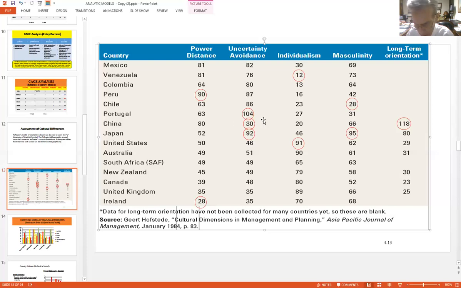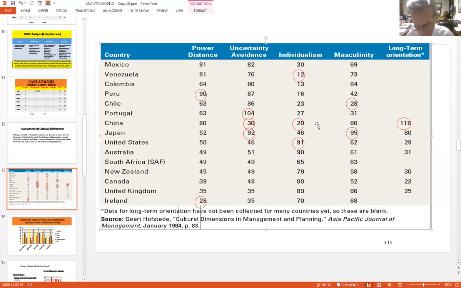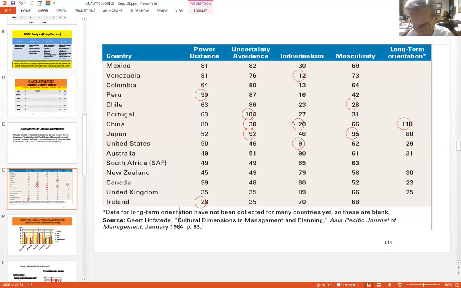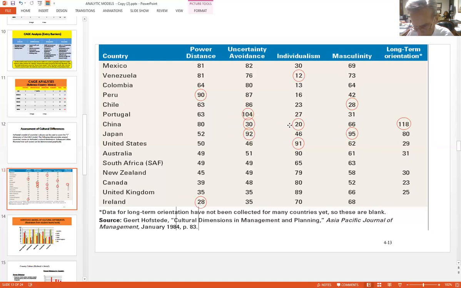And if we get to China here, we see a fairly similar, see if I can get that. Yeah. So in China, there's also a very low level of individualism. Whoa, there we are.